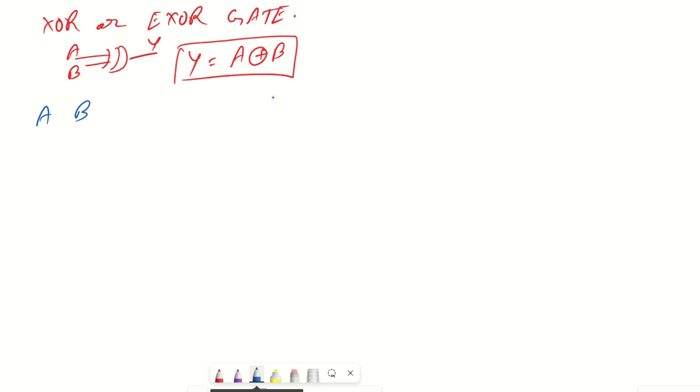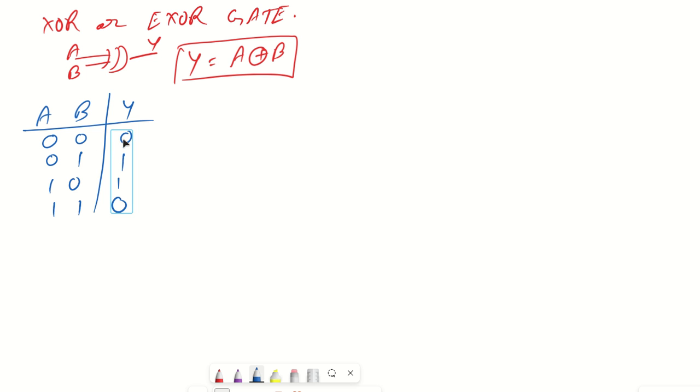It can be A, B and Y. Let us say it takes 0 0, 0 1, 1 0, 1 1. So what will be the output? 0 0 is going to give you 0, 0 1 will give you 1, 1 0 gives 1, and then again 0. So if both the inputs are the same, it will be 0, and if the inputs are opposite, complement to each other, then it will give you 1.